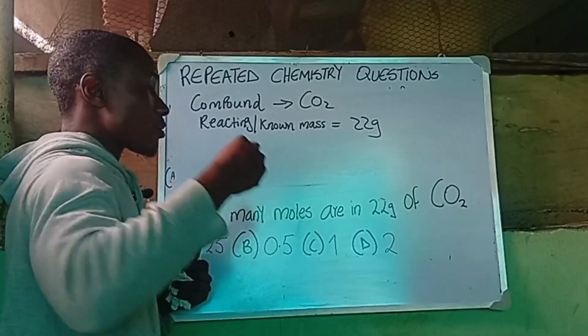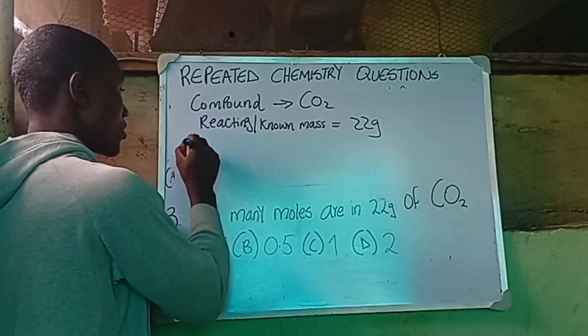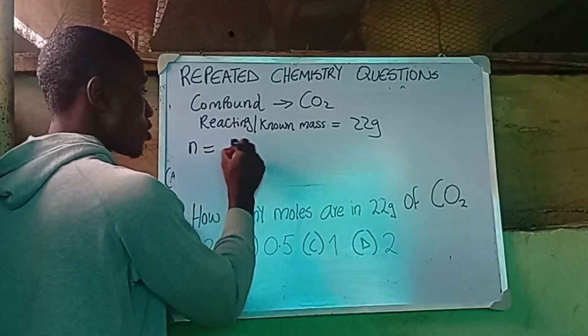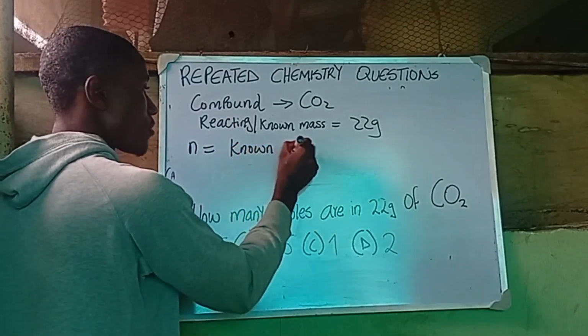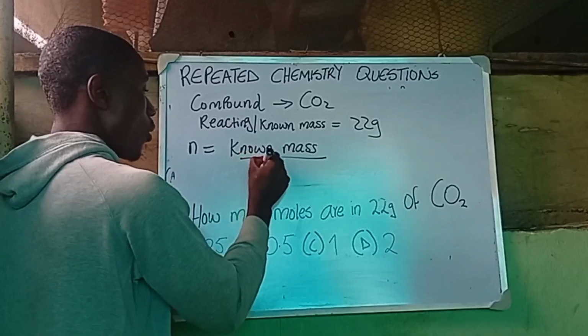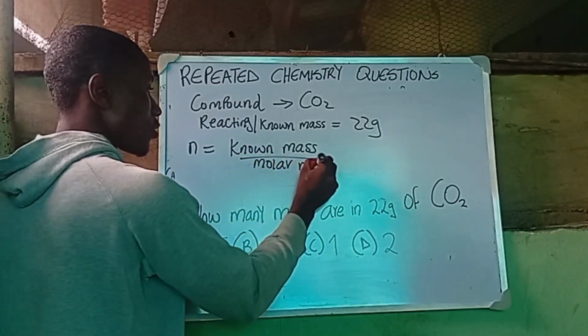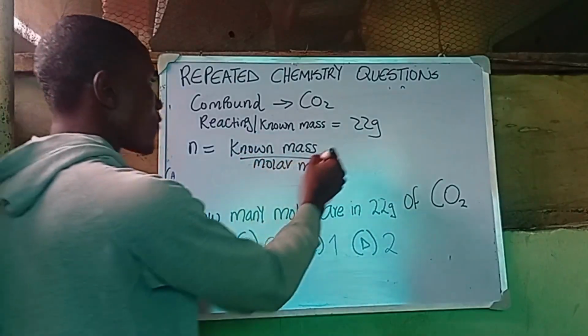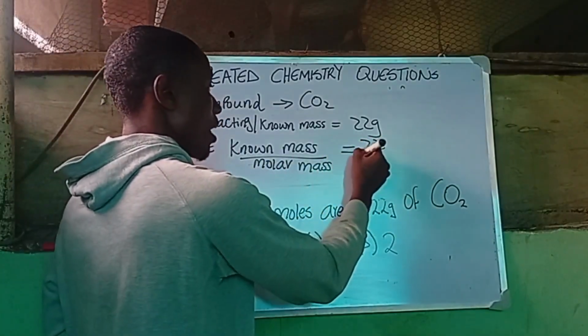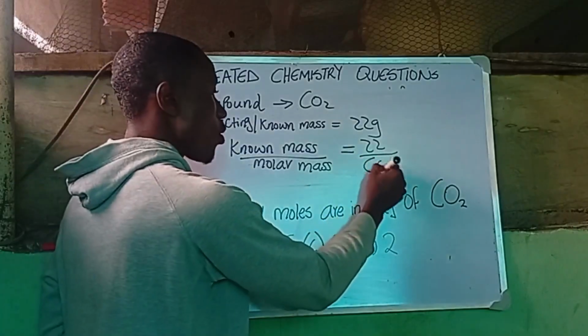When it comes to reacting mass, the number of moles, n, equals the known mass over the molar mass. So we have the known mass here to be 22, and our molar mass, which is for CO2.